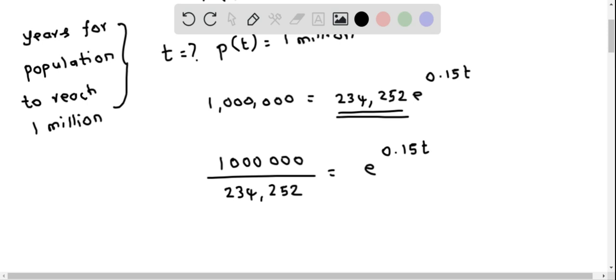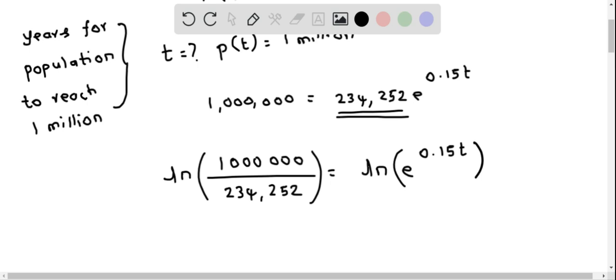Now we can apply the natural logarithm to both sides. So I'm going to apply natural logarithm. Write down this as natural logarithm. In fact, I can also apply the natural logarithm to this side. So this becomes a natural logarithm of e raised to the power of 0.15 t. Now we apply the power rule of natural logarithm, which means this power will come in front.